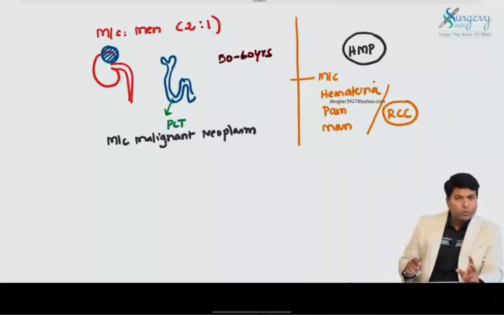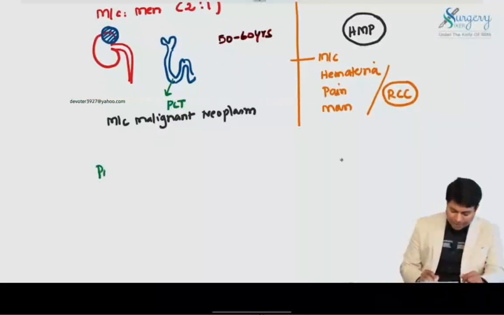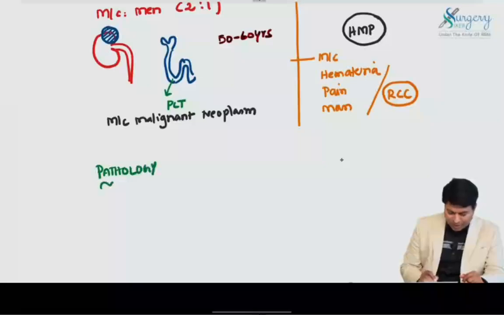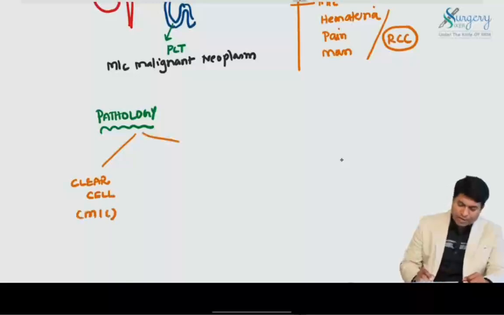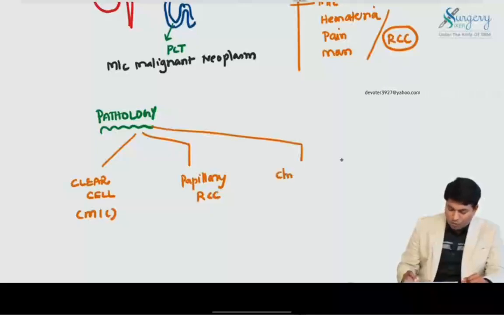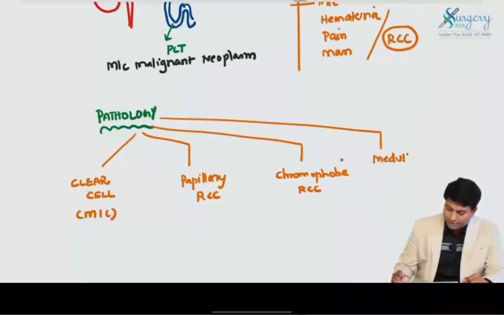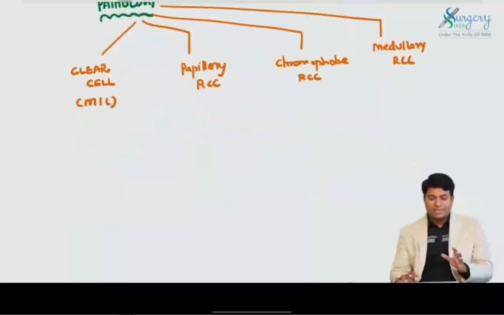The point I want you to know in RCC is that they have discussed the pathology extensively in Bailey and Love. The pathological types of RCC: the most common type is clear cell adenocarcinoma. The other types are papillary renal cell cancer, chromophobe RCC, and medullary RCC. These are the 4 important types of RCC I want you to know very well in detail.